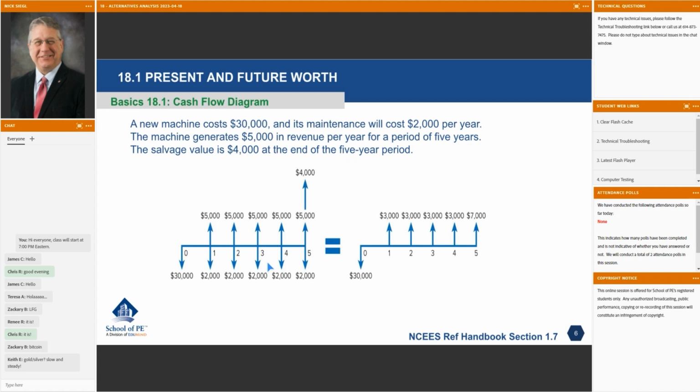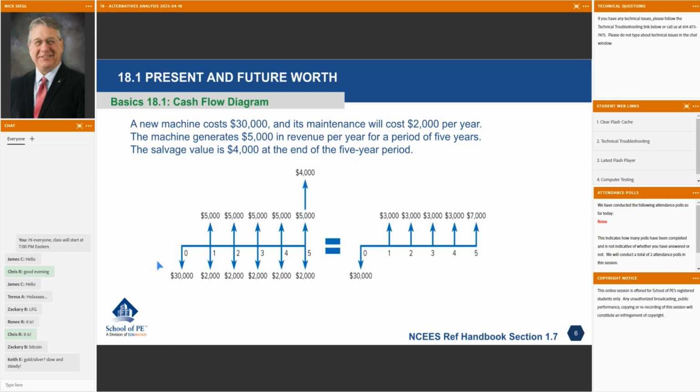And we're told that this machine will generate some revenue, which is a good thing. It will generate $5,000 per year. So we've got upward pointing arrows representing that cash flow. And at the end of 5 years, the machine will need to be scrapped or it'll have a salvage value of $4,000. So that is represented by an upward pointing arrow as well.